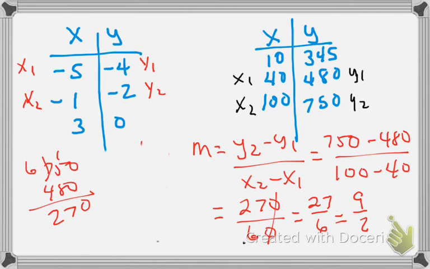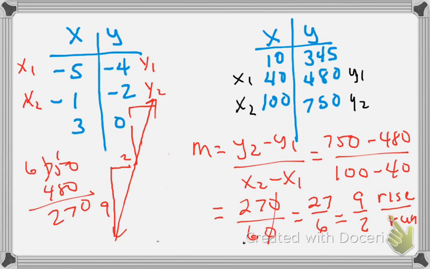Or we could say 4 1/2. Most slopes are written as a ratio or a fraction. So this is rise and this is run. Alright, so that means I go up 9 units and then I go over 2 units. Up 9 units, over 2 units. And you can see this is kind of steep. The line would be very steep in this case.